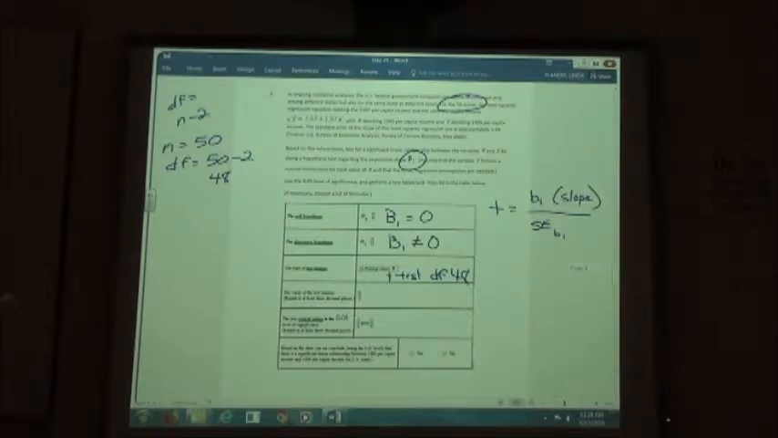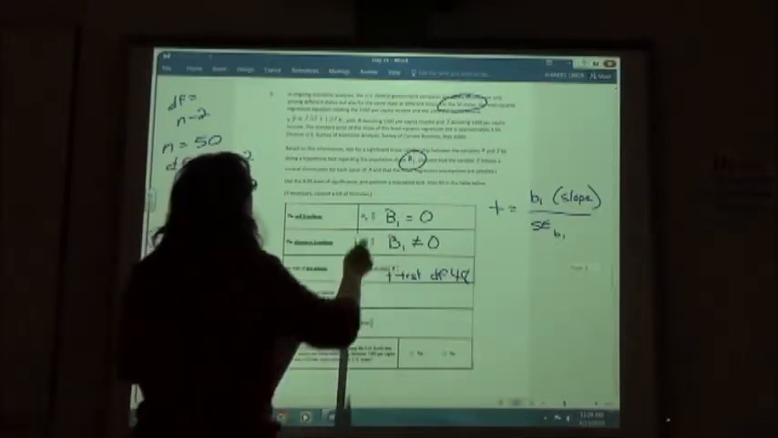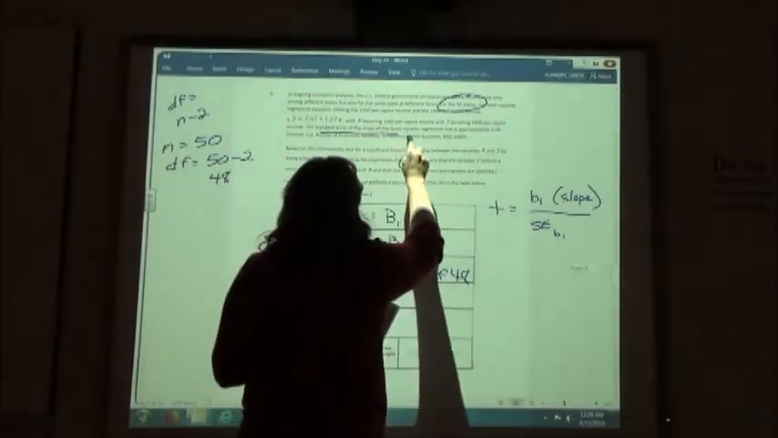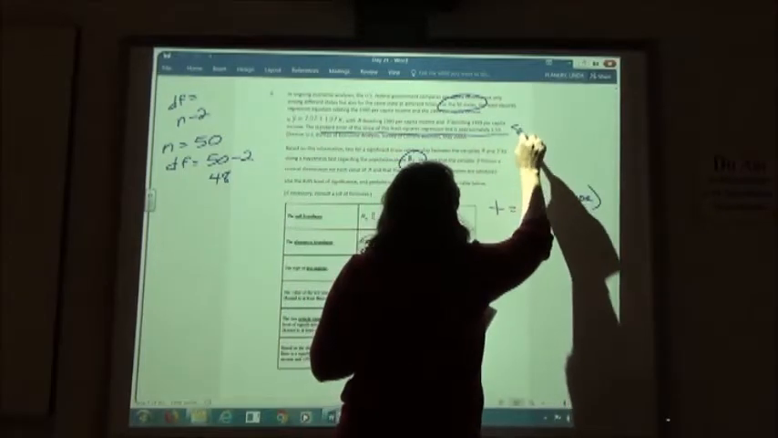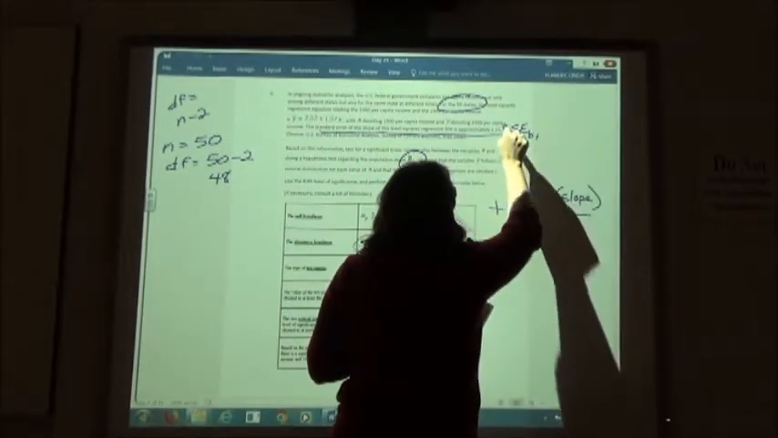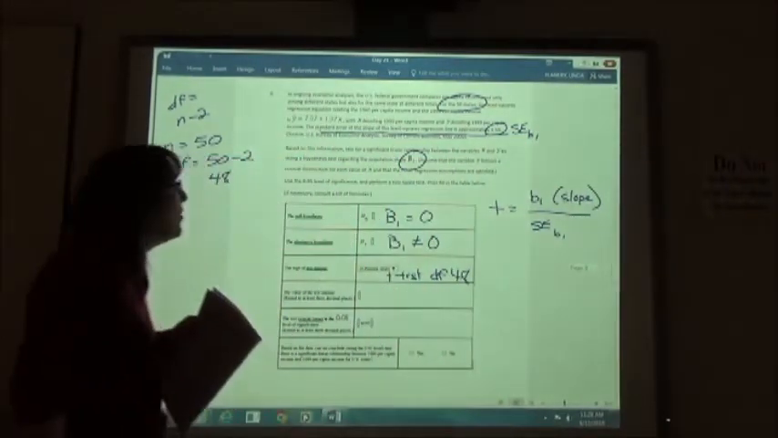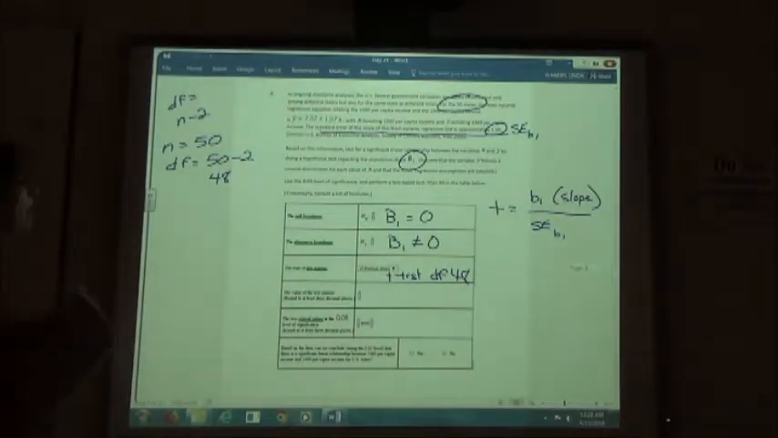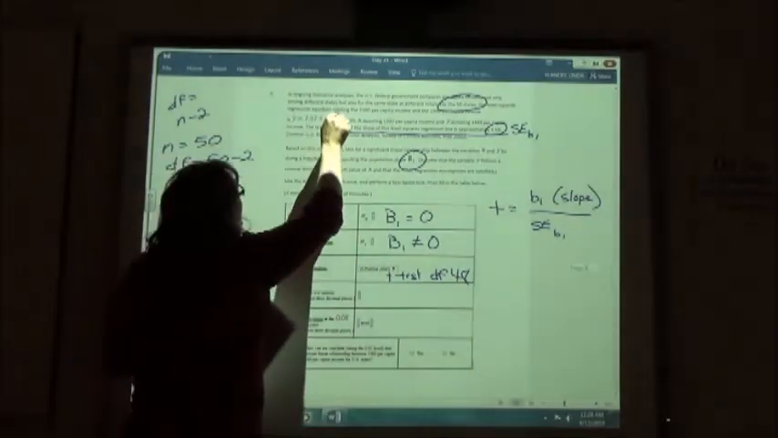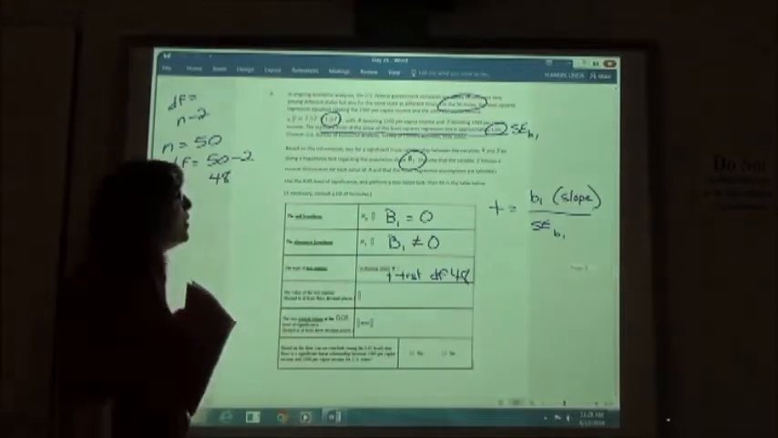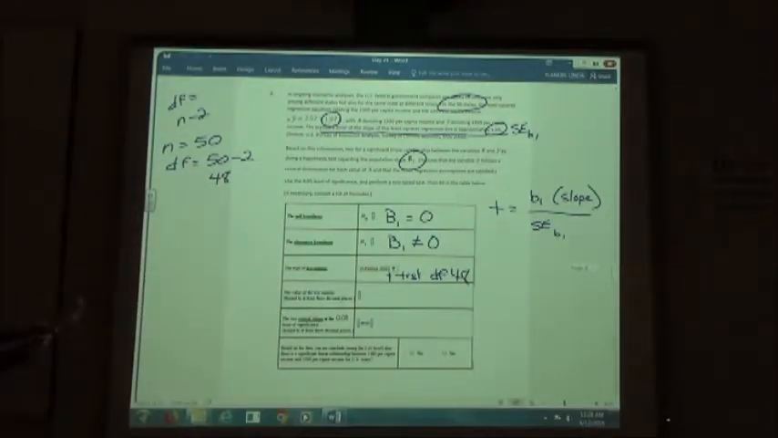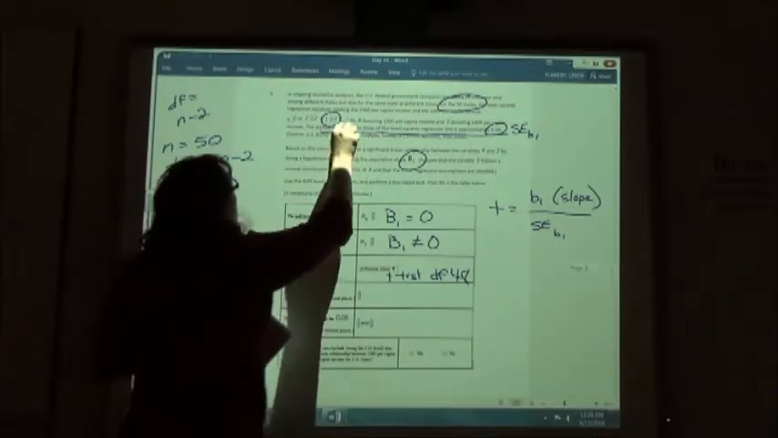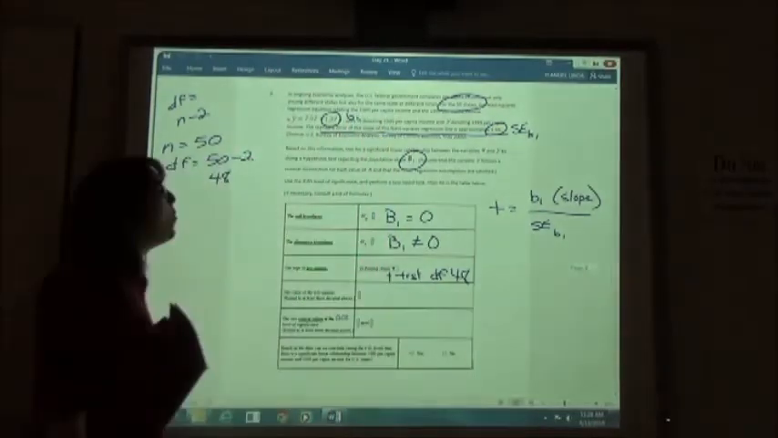So, the SE sub B1 is that value that they give you for the standard error of the slope. SEB1. That's the number you're going to use for that value. The slope of my linear regression line is this number right here, right? The number in front of our x is our slope. That's going to be the number we use for just plain B1.